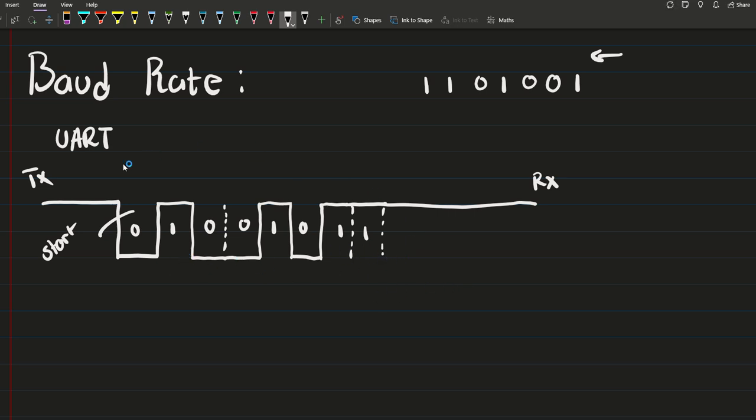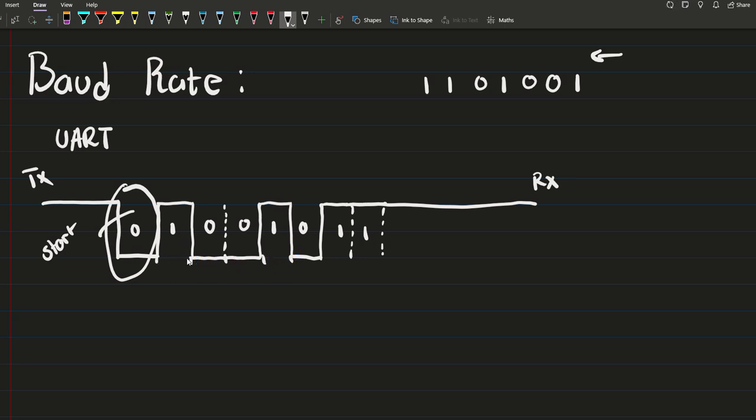Baud rate is how fast data is being transmitted. So how can we determine the baud rate using this diagram? Remember, this is the start bit, so I'm not going to focus on that one. I'll be focusing on the distance between these intervals right here.